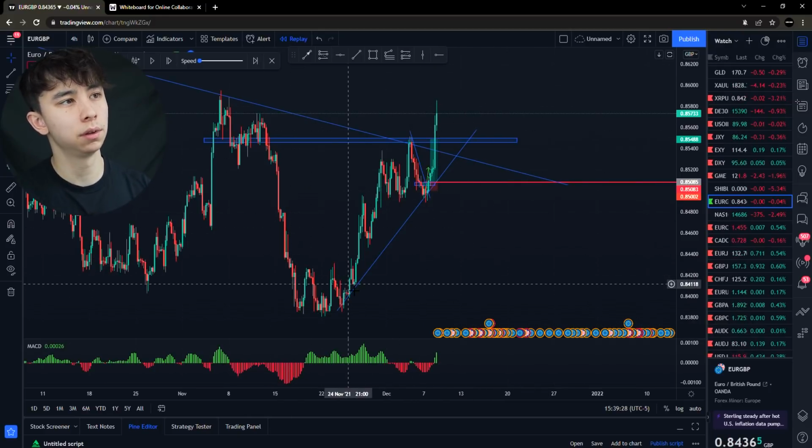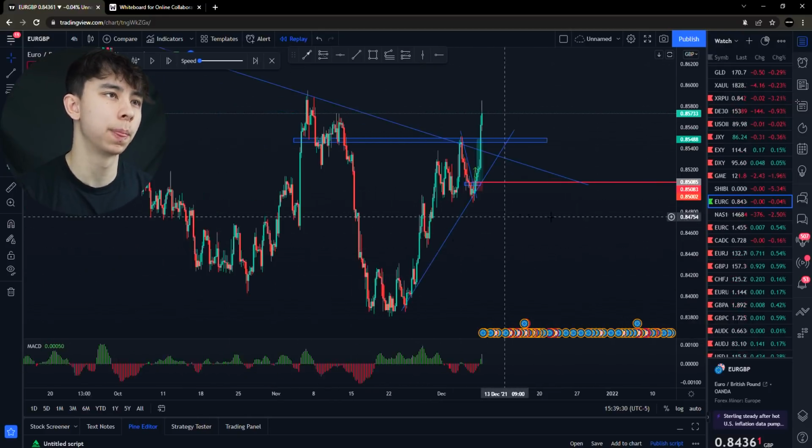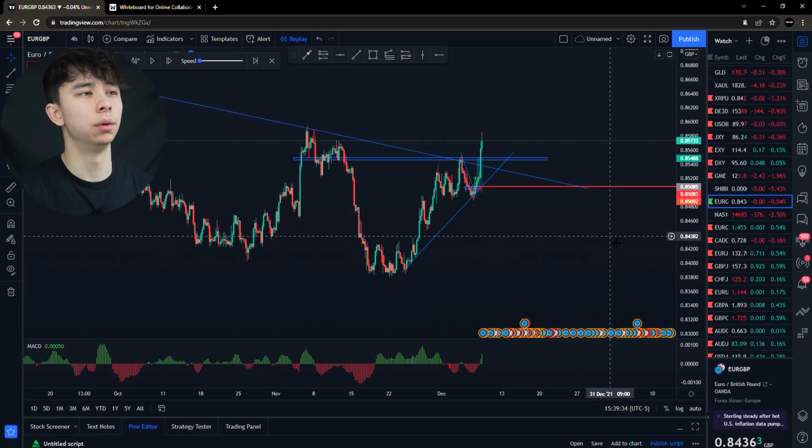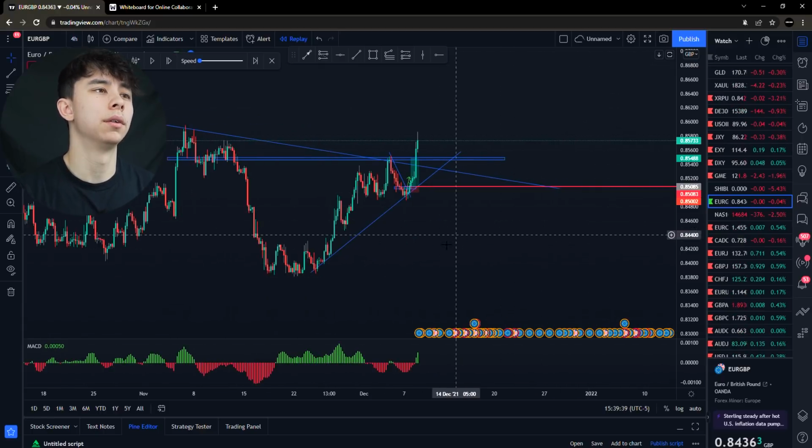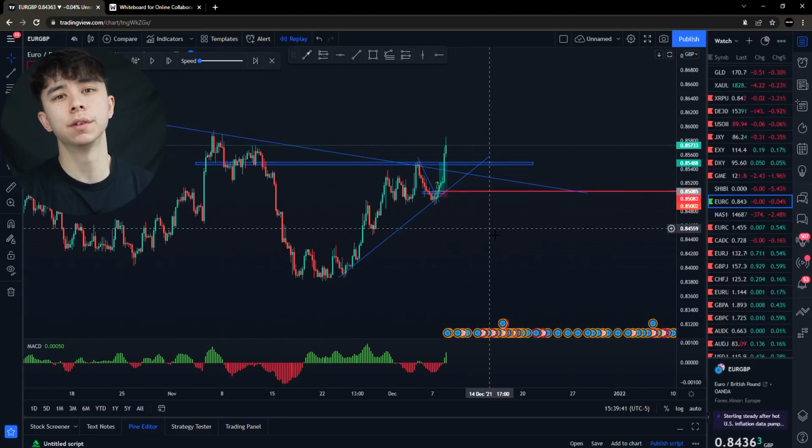That's all it is. It's a continuation of this uptrend on the higher time frame. And this can be really, really simple to do. It doesn't take a lot of work, and it's a nice, easy, simple strategy.